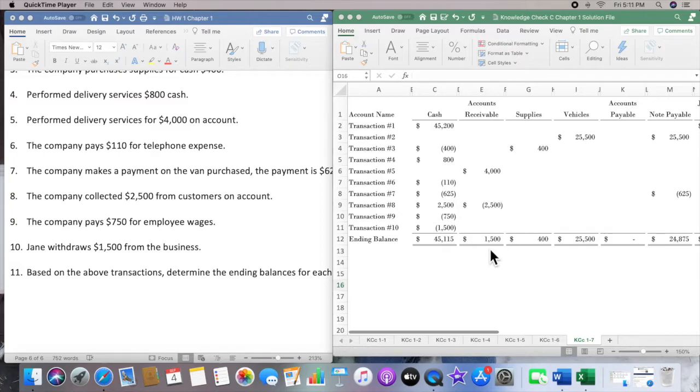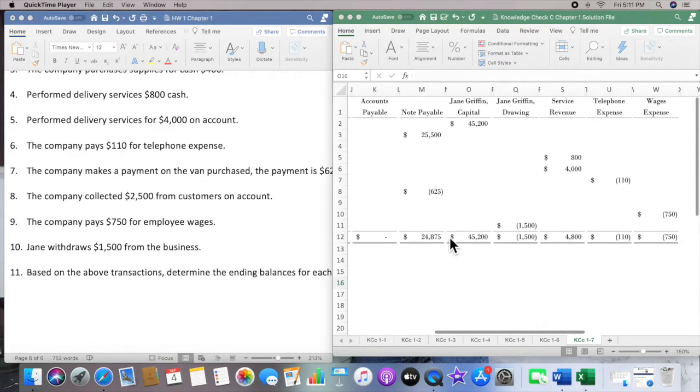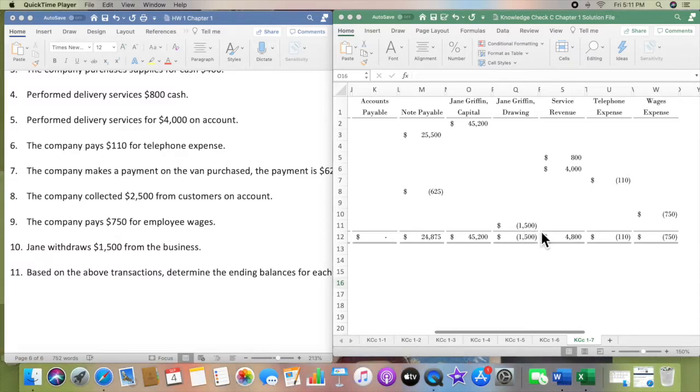Our last transaction, Jane withdraws $1,500 from the business. So she withdraws $1,500 cash. So our cash account is being impacted by $1,500. So you see $1,500 going out of the cash account. And Jane Griffin's drawing account is being impacted. And the drawing account is always taking away from owner's equity. So $1,500 is being taken out, and you see it in negative. So that always decreases owner's equity.